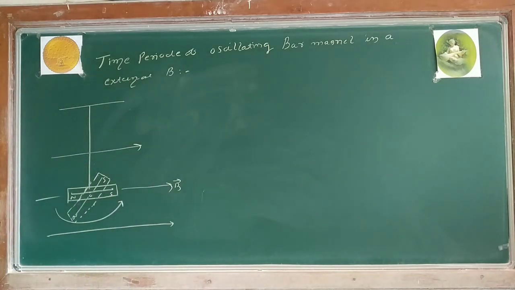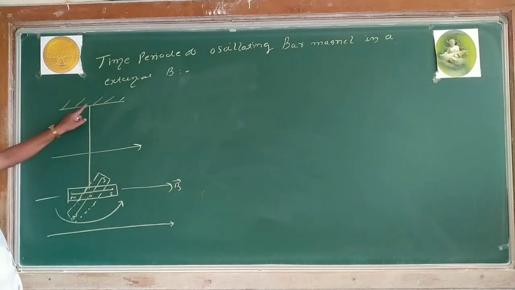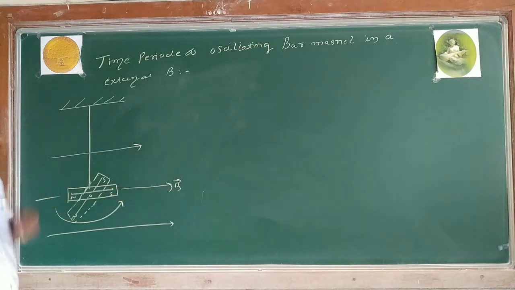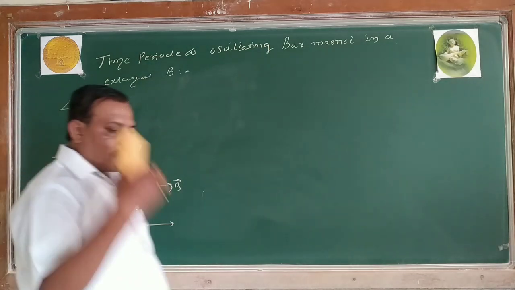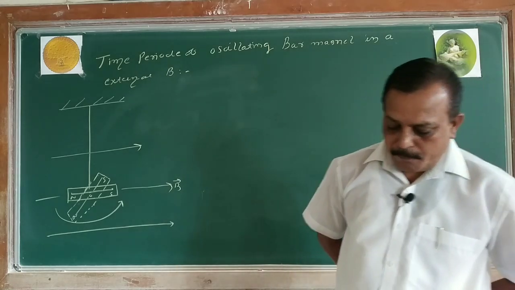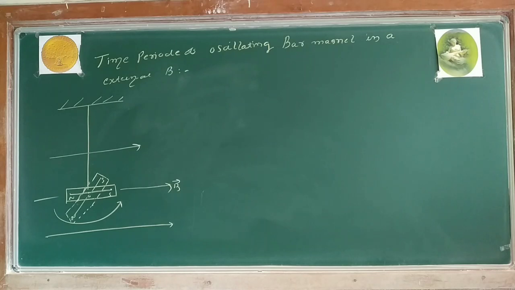Now this is the point of suspension where the magnet is suspended in the region of external magnetic field B. Every magnet has its own mass, and from the axis of rotation it possesses a moment of inertia I. Then there is an angular acceleration alpha. Due to its rotation again and again from the fixed point, it performs SHM. These are the three factors.